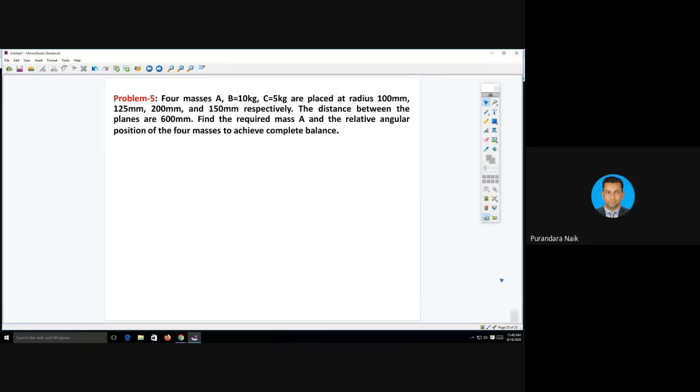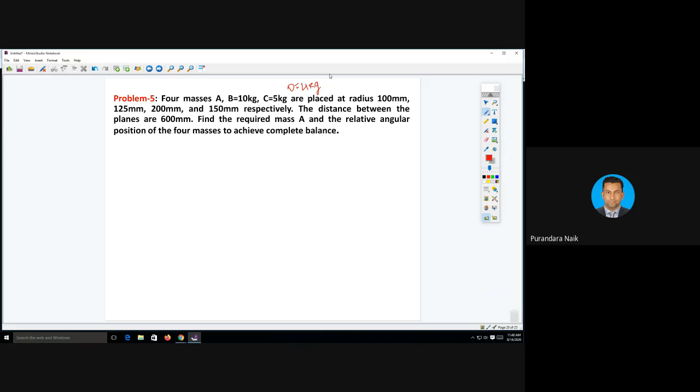Good morning, everyone. The next problem on balancing of rotating masses, the fifth one. Four masses, we have four different masses: mass A, B, C, and we have D also, which is missing here. D is equal to 4 kg.